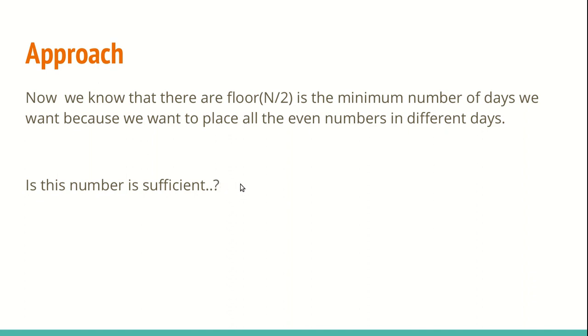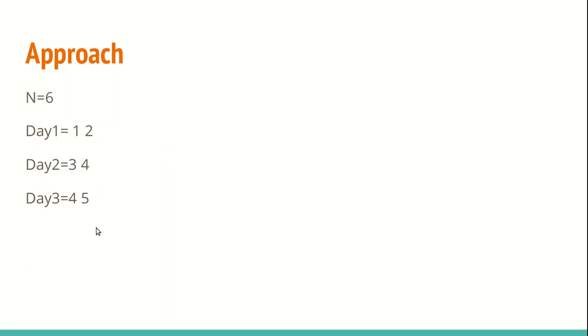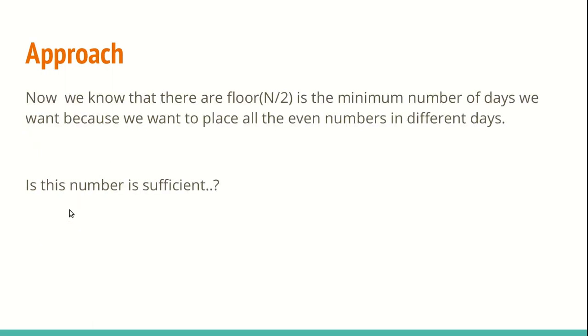So now let's look at that. We know that the GCD of n and n minus 1 is always 1, right? If you take two consecutive numbers, the GCD is always going to be 1. Like GCD of 2 and 1 is 1, GCD of 3 and 2 is 1, GCD of 4 and 3 is 1, right? So now if the GCD of 2 numbers is 1, then I can certainly say that Chef will take exactly n by 2 days to complete the entire book.